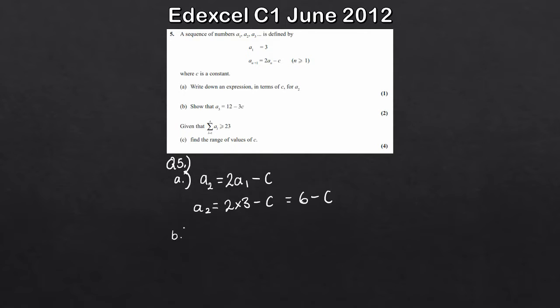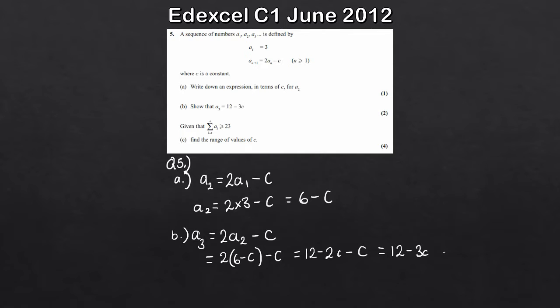A3 then, so this is part B. We're asked to show that A3 is 12 minus 3C. So we're just using this pattern again. A3 will be 2 lots of the previous term minus C. Substituting in here, where we know A2 is 6 minus C. So that's 2 lots of 6 minus C. And we also subtract another C off here. So that's 12 minus 2C. And then we subtract another C off here. And if we simplify this, 12 minus 2C minus another C gives us 12 minus 3C as required there. Okay, so that's part B done.